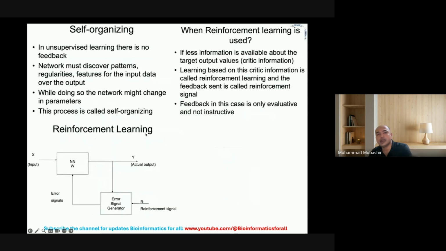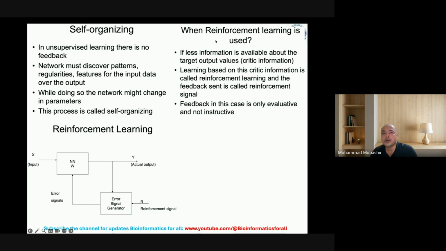Next, you can see self-organizing. In unsupervised learning, there is no feedback. The network must discover patterns, regularities, and features from the input data over the output data. While doing so, the network might change its parameters. This process is called self-organizing.